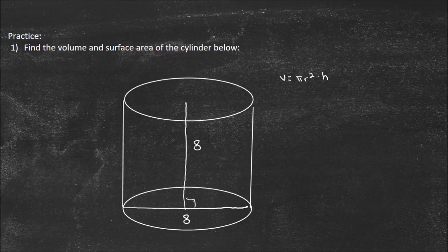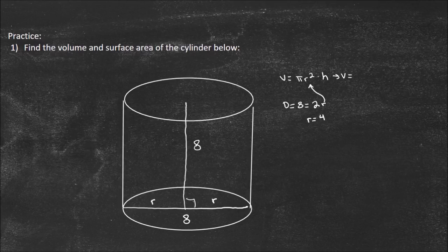Pretty intuitive formula there. I see that I'm given the diameter, not the radius, right? I'm given the circle from end to end. So I know that diameter equals 8, and that equals 2 times the radius, because I have one radius here and one radius there. I need to find r to plug into that. So r equals 4. And I'm also given the height, so I think I'm good to go.